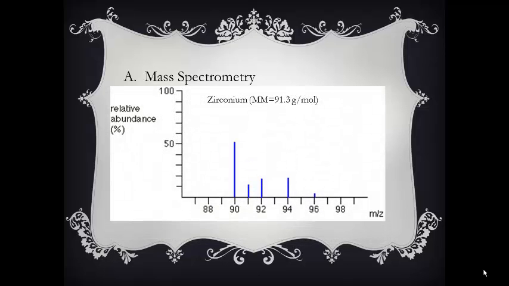So for example, here's zirconium. Its average molar mass is 91.3 grams per mole. And you can see there are 5 samples of zirconium isotopes. That means there are 5 isotopes, one at 90, that's a little above 50%, 91, 92, an isotope at 94, and an isotope at 96. Those isotopes will equal 100% of that sample.